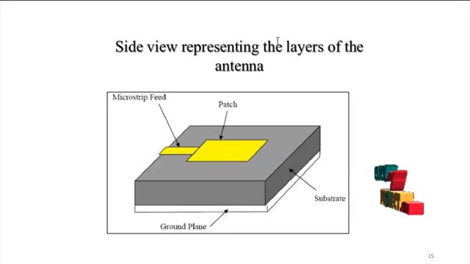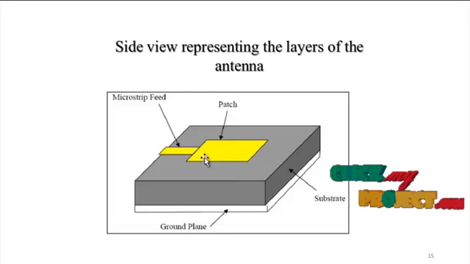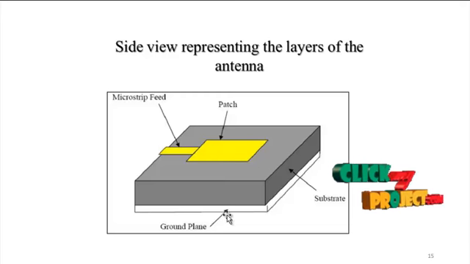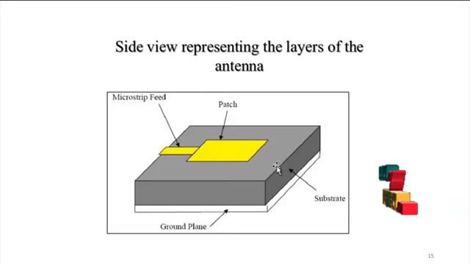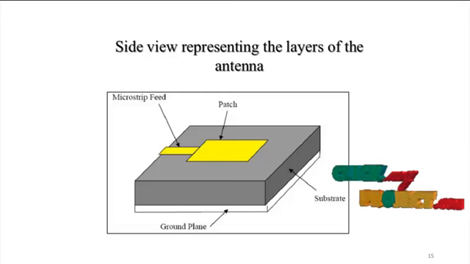This side view represents the lattice of the antenna. Here we are using the top patch antenna, the bottom ground plane, and the middle layer acts as the substrate. These are the 3 layers of the antenna.